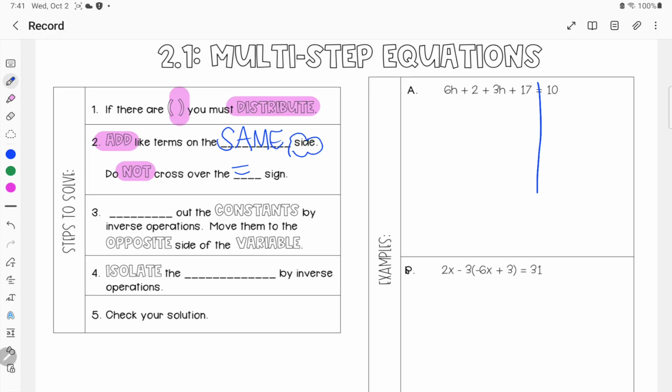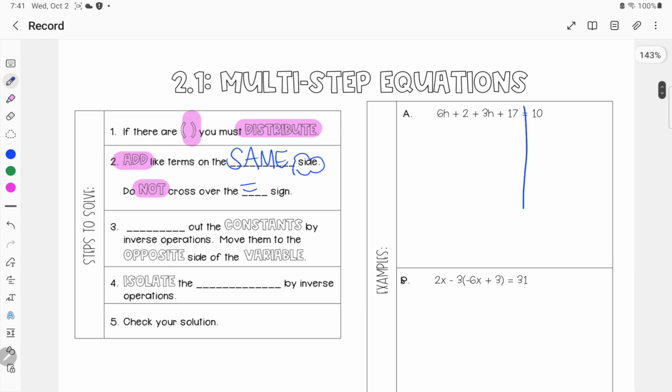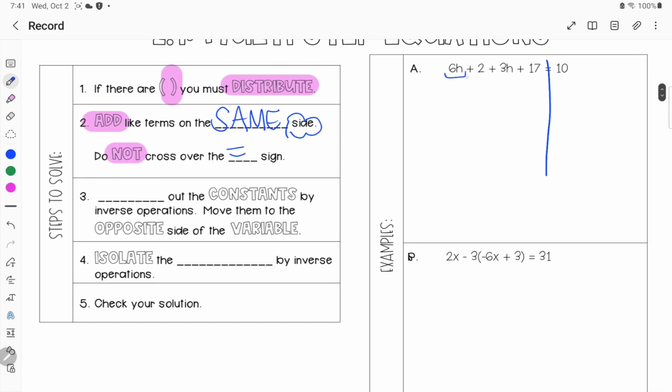There are no parentheses. Step 2 says add like terms. So I look for my like terms. I can see that I have 6h right here, and do not forget that sign in front. So I have 6h plus 3h, which gives me 9h. And then I have 2 and 17, which gives me 19. So instead of saying 6h plus 3h plus 2 plus 17, I'm just going to say that equals 9h and 19, just numbers. I did nothing to the right-hand side. Now I'm going to move to step 3 because I've combined my like terms.